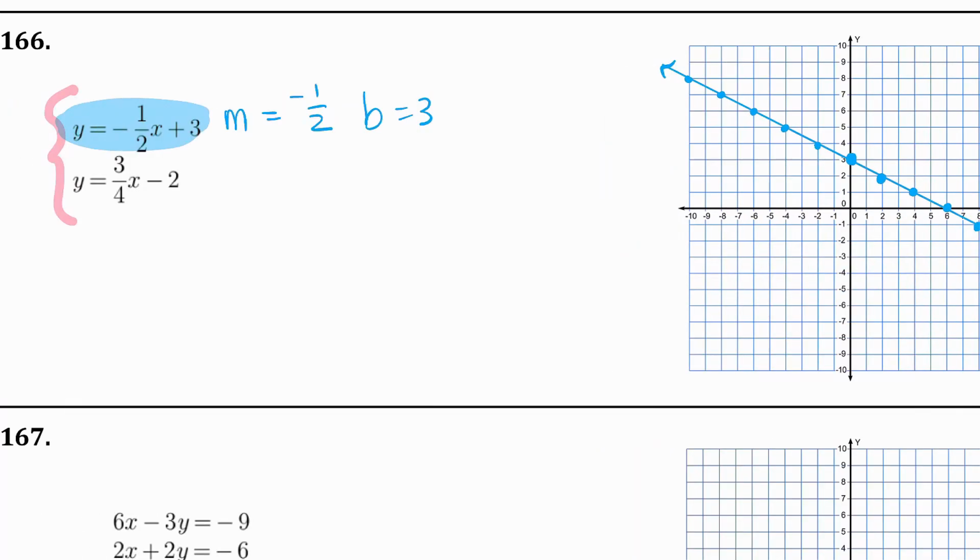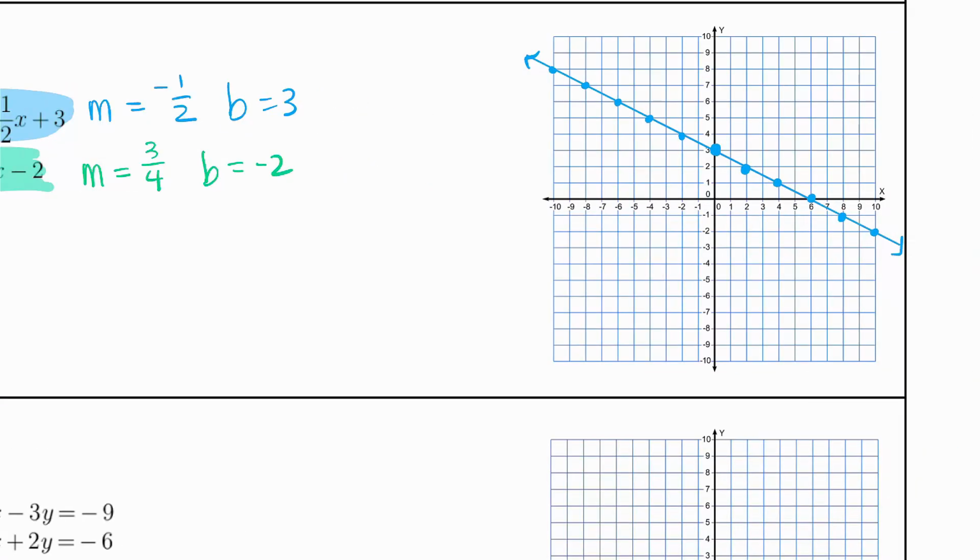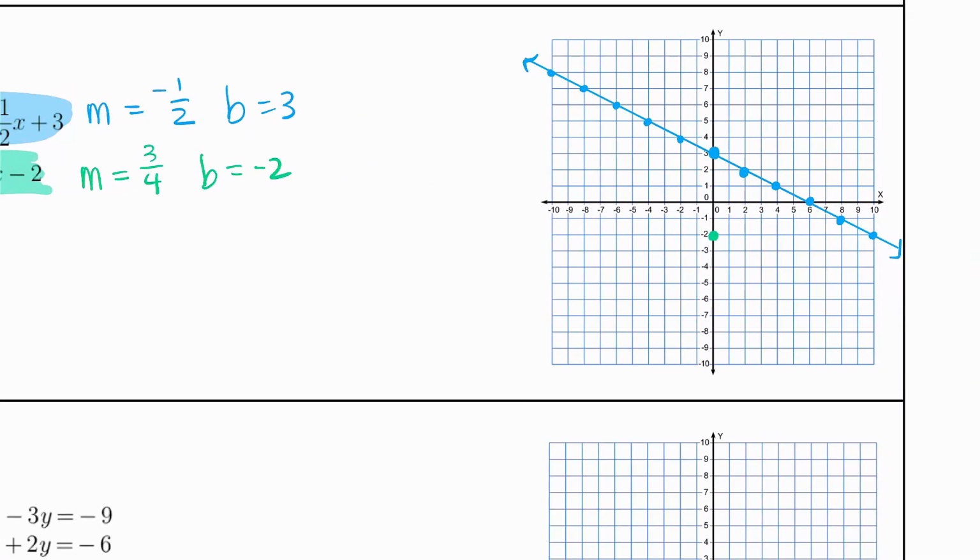Okay, now we're going to do the same thing for the second one. I'm going to graph this one in green. The slope of this line is positive 3/4, and the y-intercept of this line is negative 2. So we begin at negative 2 on our y-axis, and we move up 3 over 4. We can see right there they share a point. That's going to be the important point. Up 3 over 4. We can draw our second line.